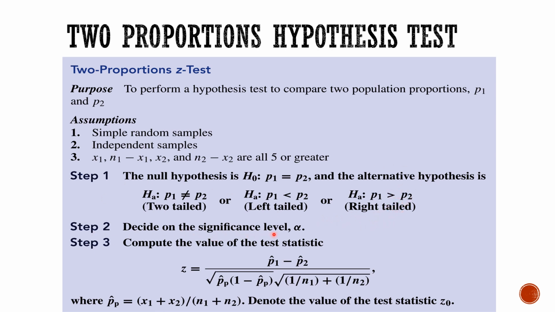In step 2, we decide on the significance level alpha. In step 3, we find our test statistic, and the formula is this. Again, all your formulas will be provided to you in a formula sheet for your tests and exams, so you can always look that up. But just familiarize yourself, because all the formulas will appear together in your formula sheet. You should know which one to use.